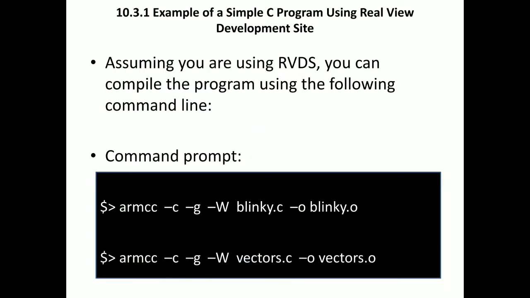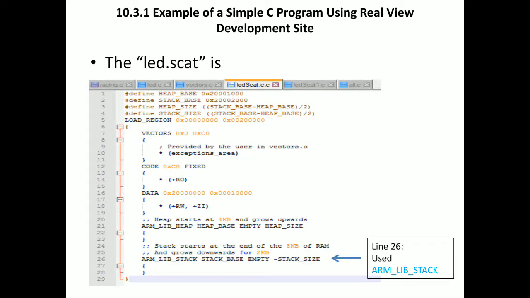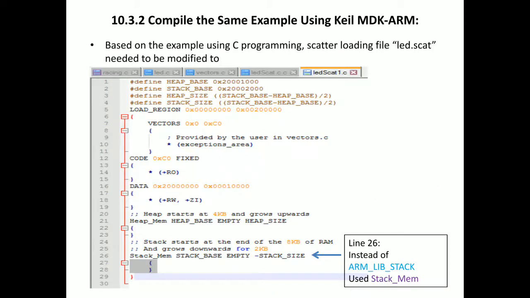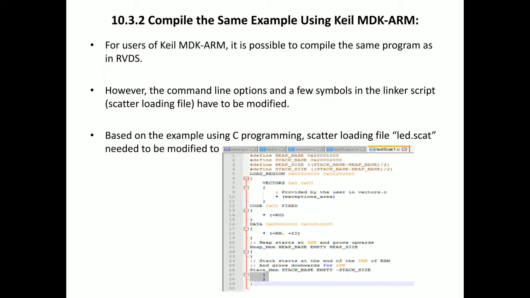We can see in the scatter loading script file we used ARM library stack, ARM, in line number 26. It does not mention thumb2, so we need to use thumb2 here. This is the same figure we'll see in the next slide also. The same file leds.scat, just modified.